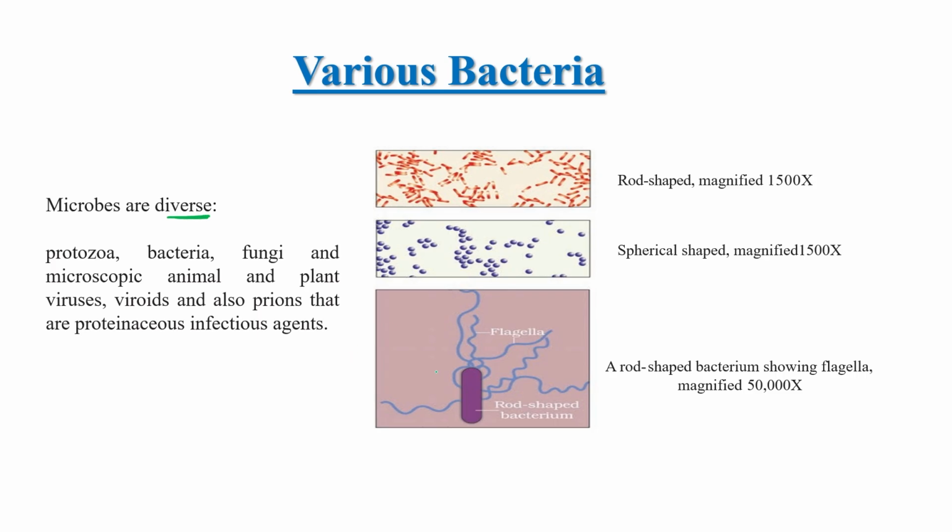And in this particular picture, you can see various shapes of the microbe. This is a rod-shaped bacterial structure. This is spherical, and this is the zoomed one. At 50,000 magnification, you can see this is a rod-shaped structure with so many flagella.